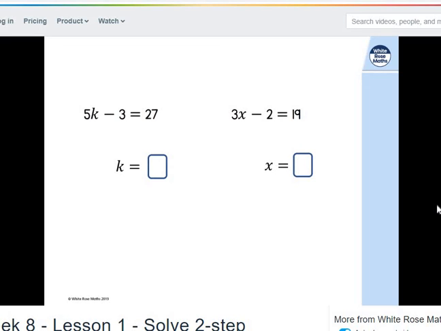Okay then, some expressions for us to think about. Can you work out the values of k and x? Pause the video, have a go for yourself first.